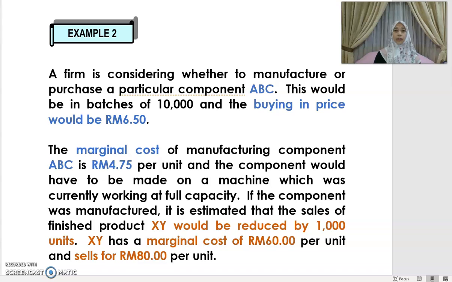Okay, Assalamualaikum warahmatullah. I will continue with the make or buy. And now with our second example, with a loss of contribution or opportunity cost.